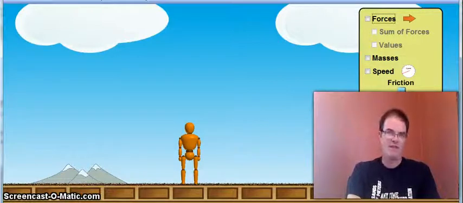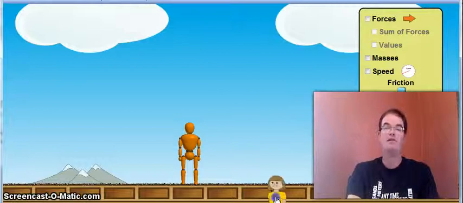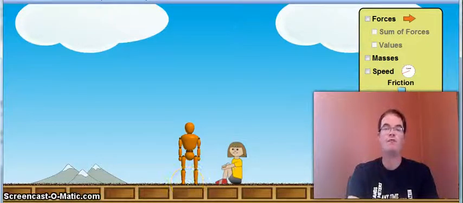We've got our muscle man here. He's going to be used to apply forces. We just need an object. I have chosen a little 7th grader for our object. And so let's see what happens when we apply a force to the little 7th grader. Currently the 7th grader is not moving. I think you would agree with me on that.